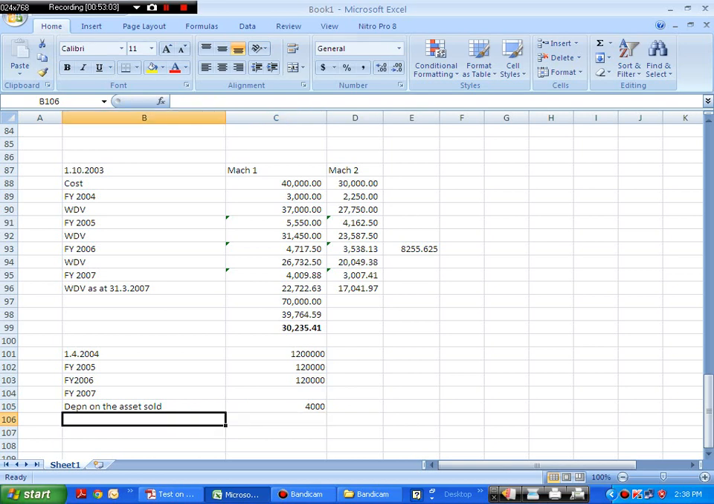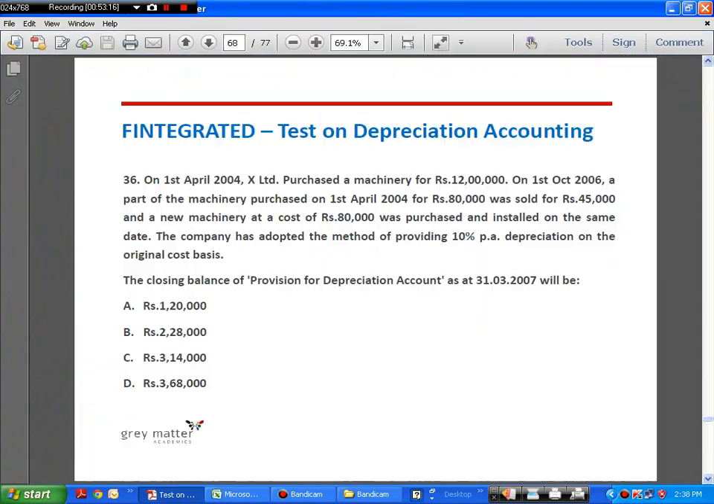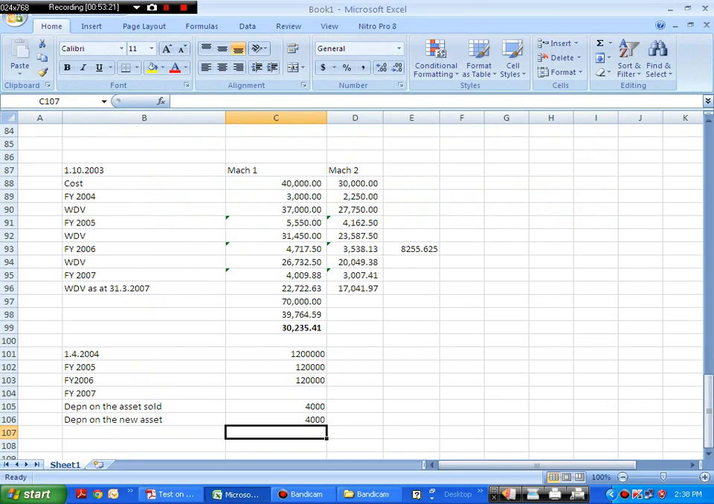Next, depreciation on the new asset will be similarly 4,000 rupees, because it was purchased on the date on which the asset was sold, and so it has been used for the remaining 6 months. So depreciation on the new asset is 4,000.